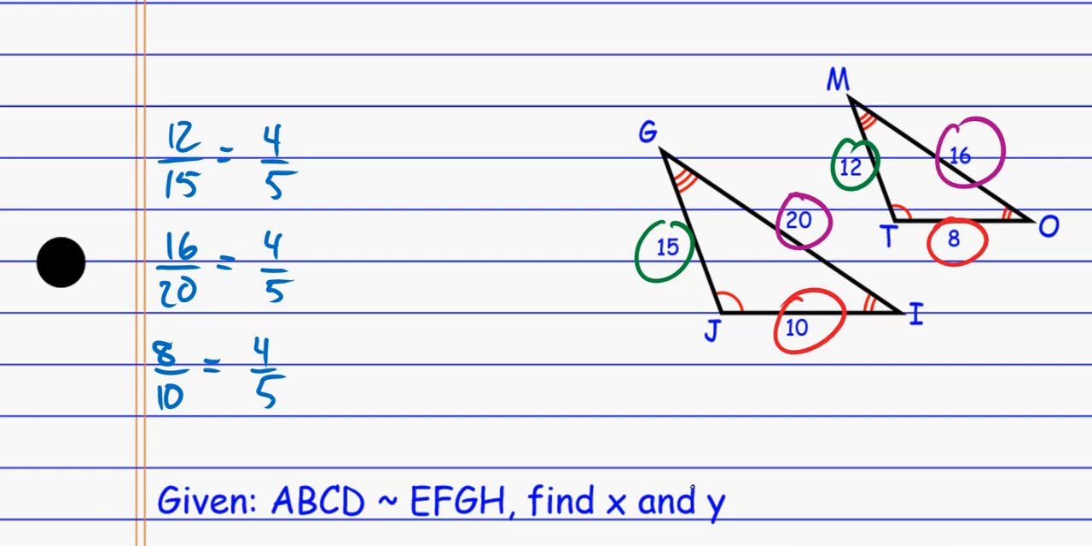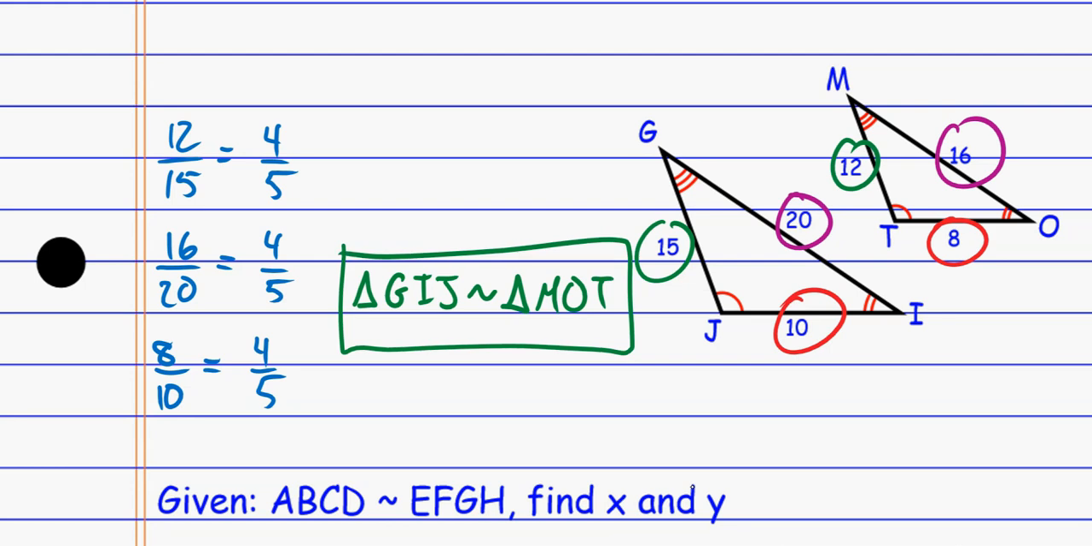And so there's a little extra added challenge here in terms of labeling these. I'm going to say triangle, I'm just going to call the first one, I guess, G-I-J. And I'm going to say similar to, well, now I have to match up the parts. Like G matched up with M, okay? I matched up with O, and J matched up with T. So I have to label it in a way that kind of matches up the corresponding pieces, okay?